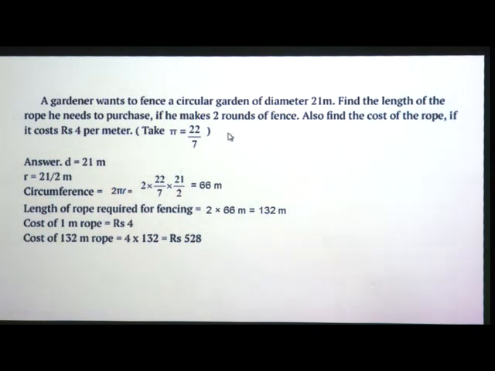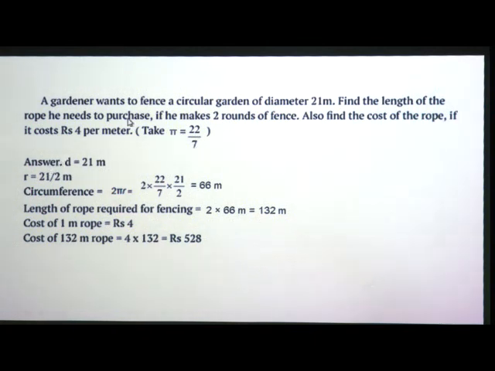Making 2 rounds of fence, also find the cost of the rope if the cost is rupees 4 per meter. What is the cost of the rope? 4 rupees per meter, 1 meter is costing 4 rupees. So, take pi equal to 22 upon 7. The value of pi will be given to us in brackets. It is 3.14 in decimal, and in fraction that is 22 by 7. It is the standard value of pi.